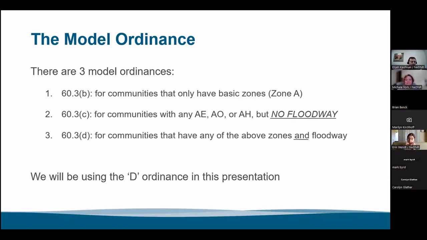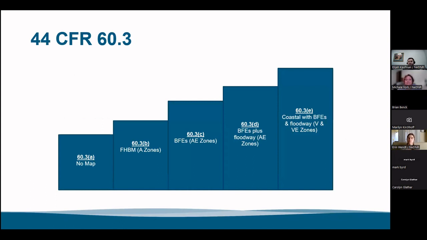For this presentation, I'm going to open up the D ordinance because they build on top of each other. This is the best way to visualize that. Everything in a 60.3(d) ordinance is also going to include everything that was in the lower level ordinances. So today I'm going to cover the D ordinance because it's going to have everything in it. I didn't talk about 60.3(a). This is for communities that don't have identified flood insurance rate maps. Again, it's not very common to have a participating community that doesn't have any floodplain maps, but it is something that we have available.